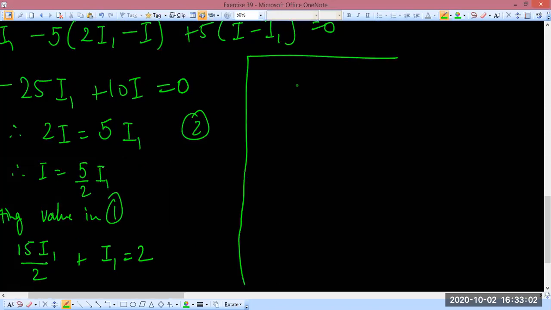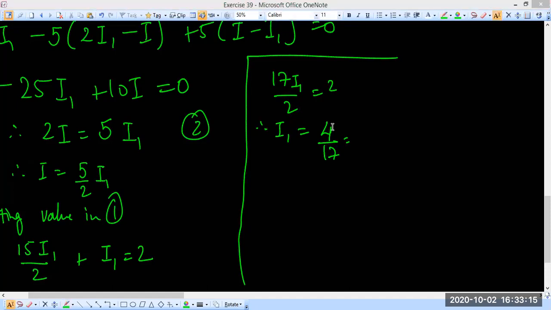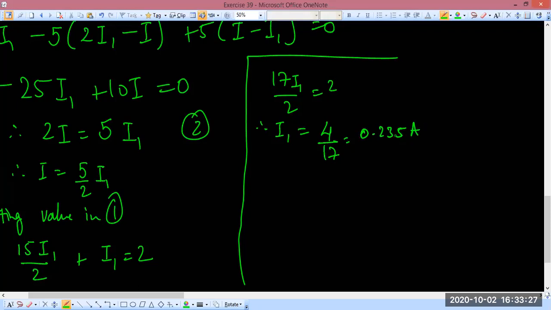So કેટલું થાય 17. એવા ભયાનક આન્સર આવશે ને આમાં. 4 by 17 કેટલું થશે? What do we have to find? Do we have to find current in everything?